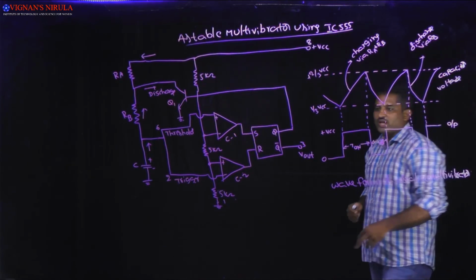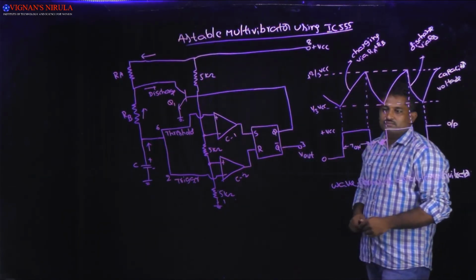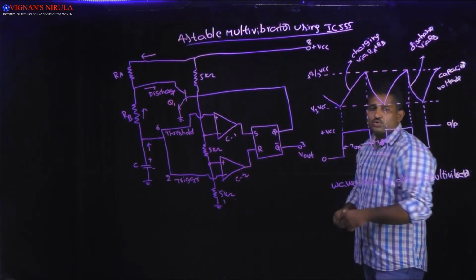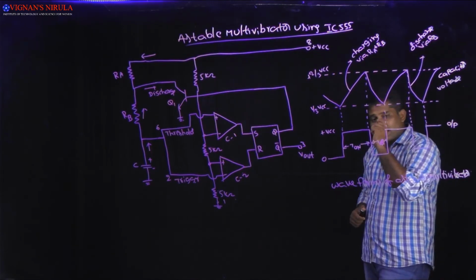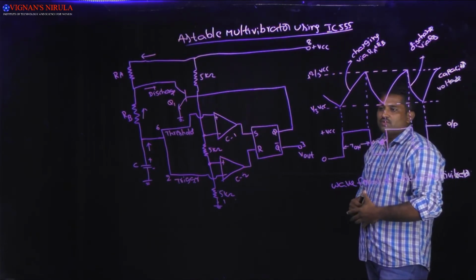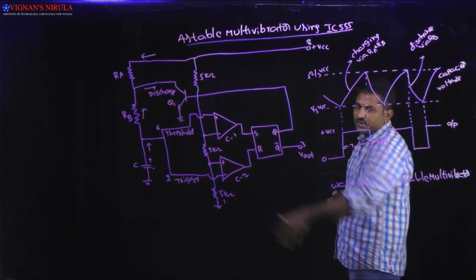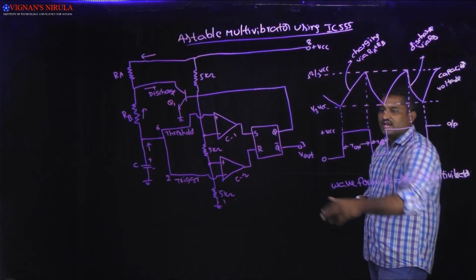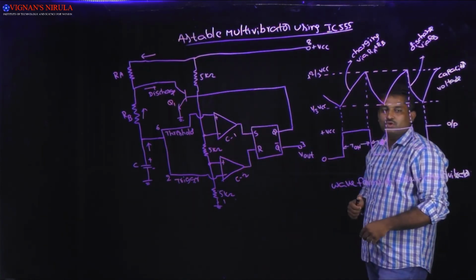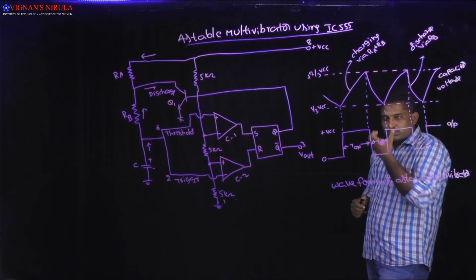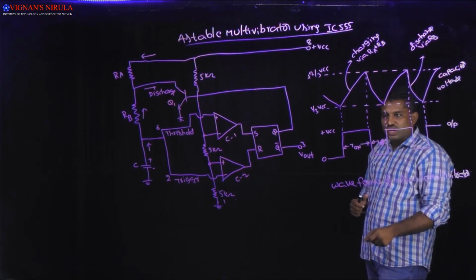So when Q is equal to 1, then obviously Q bar is equal to 0. What happens when Q is equal to 1? When Q is equal to 1, then the capacitor will be discharged. At that time the Q bar is equal to 0. So when your output is low, the capacitor is discharging.